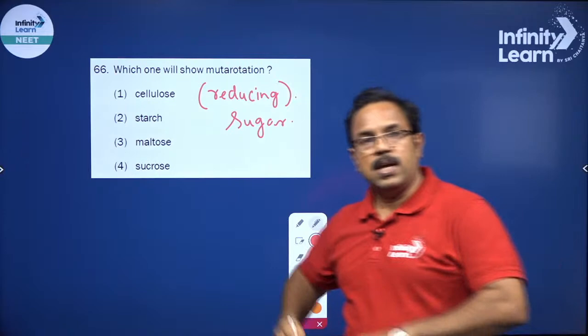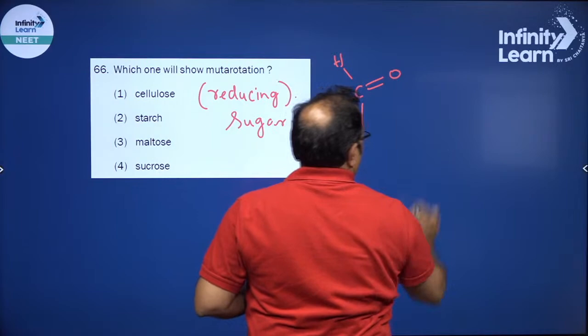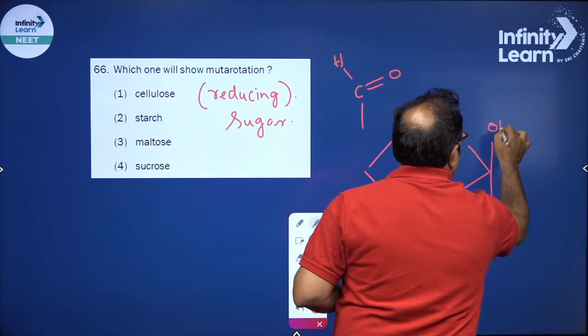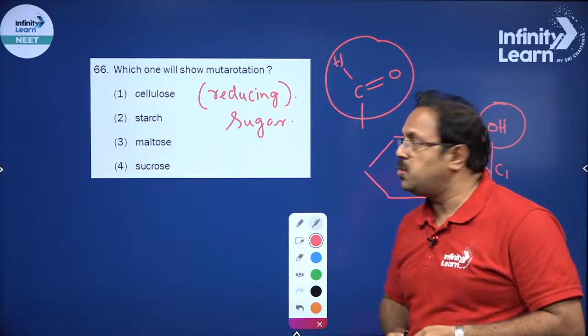Reducing sugar is all those sugars where you have a free aldehyde group, or any of the disaccharides which have a hemiacetal at the C1 position. So the hemiacetal at the C1 position, and the aldehyde group here, justifies that it will act as a reducing sugar.